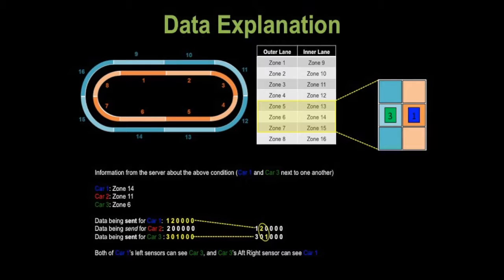The following example demonstrates the ability of the network to provide a backup for blind spot detection. Car 3 is on the left side of car 1, demonstrated by car 1's left sensor seeing car 3, and car 3's sensors seeing car 1.